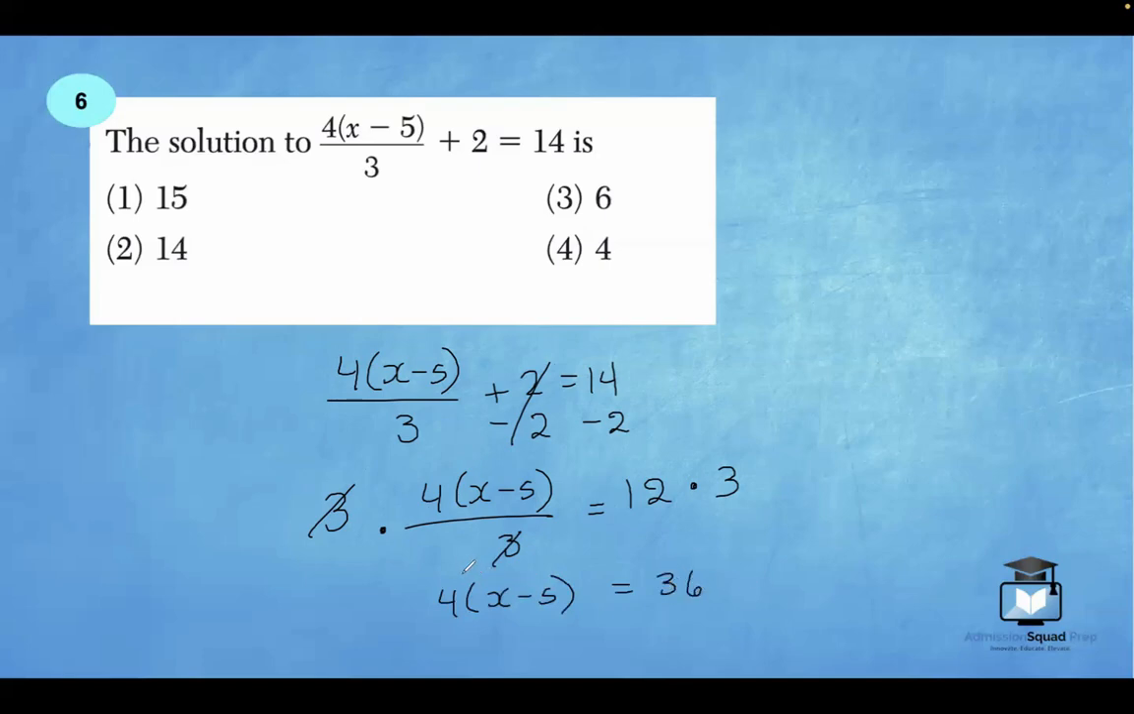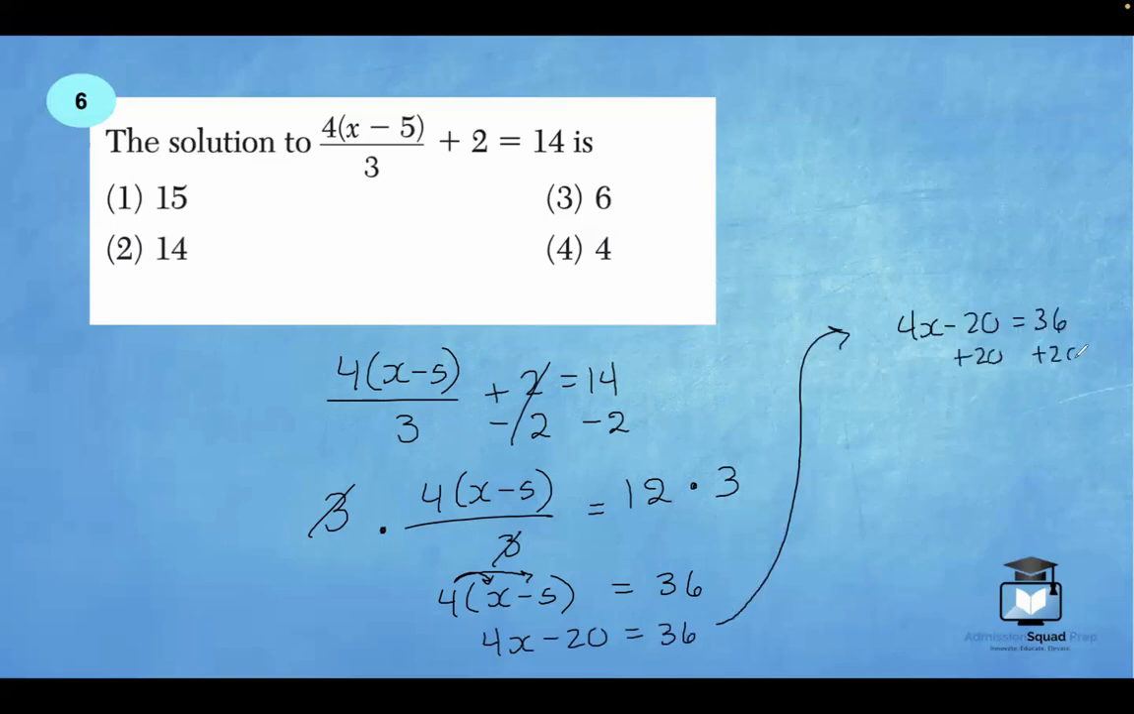Our next step is to perform the distributive property. So we have 4 times x and 4 times negative 5. We're left with 4x minus 20 equals 36. Our next step is to add 20 to both sides. We have 4x equals 56. The final step is to divide by 4 on both sides. You can enter this into the calculator or perform short division. 4 divided into 5 is 1, remainder 1, and 16 divided by 4 is 4. So x equals 14. Answer choice 2 is the correct answer.